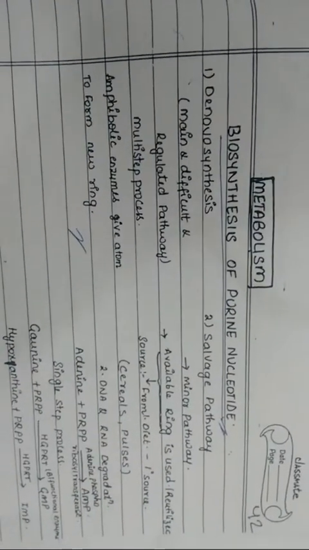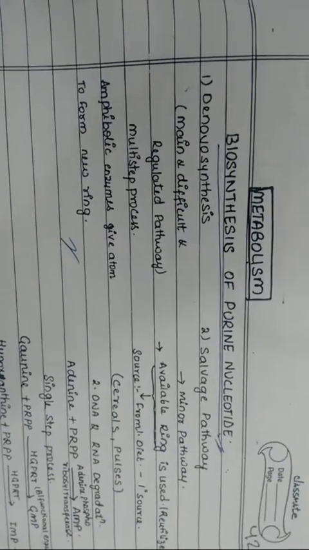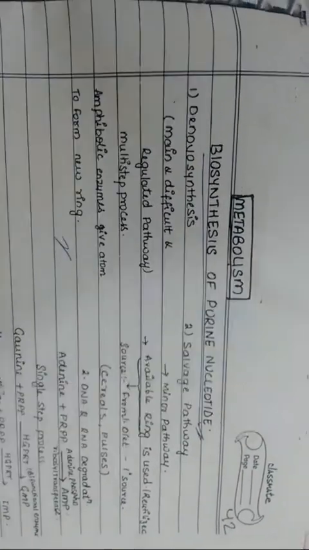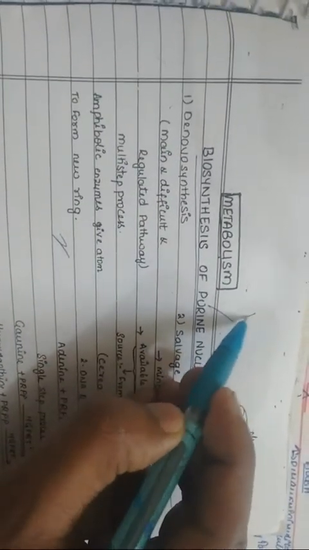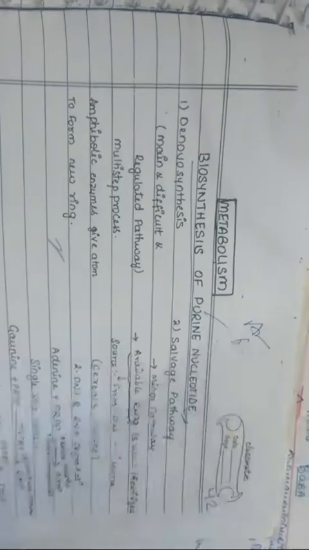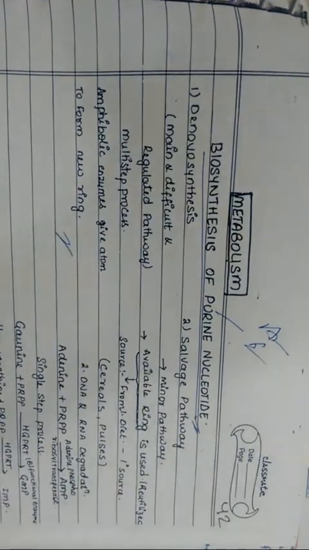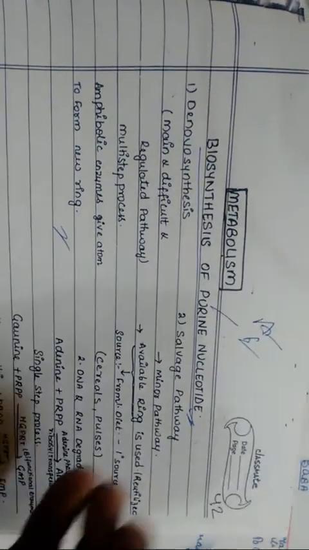In this video, I will be talking about the concepts of biosynthesis of purine nucleotide. Before that, I think we have to understand the basic concepts. What is purine? You know that purine can be adenine and it can be guanine. But now we are synthesizing purine nucleotide. What do you mean by purine nucleotide?